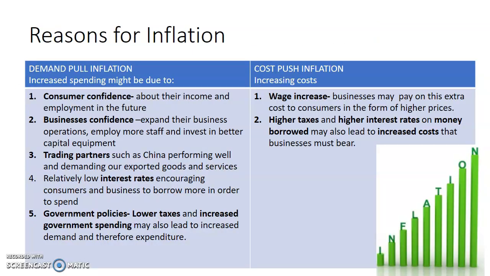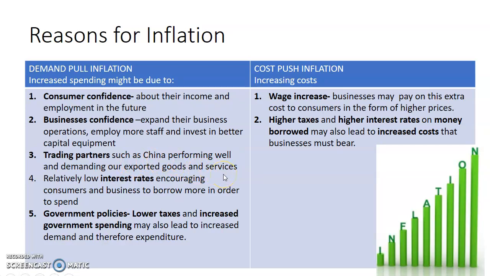now let's look at some of the reasons for inflation. So there is demand pull inflation and cost pull inflation. Now, increased spending may be due to consumer confidence. So if people are feeling very confident, they've got enough income, they'll spend the money, right? They've got a secure job, and they're earning enough money to pay all the bills and everything. If they've got spare money, they are going to spend it. Okay, now business confidence: businesses expand their operations, employ more staff, and invest in better capital equipment. Again, trading partners such as China performing well and demanding our exported goods and services.